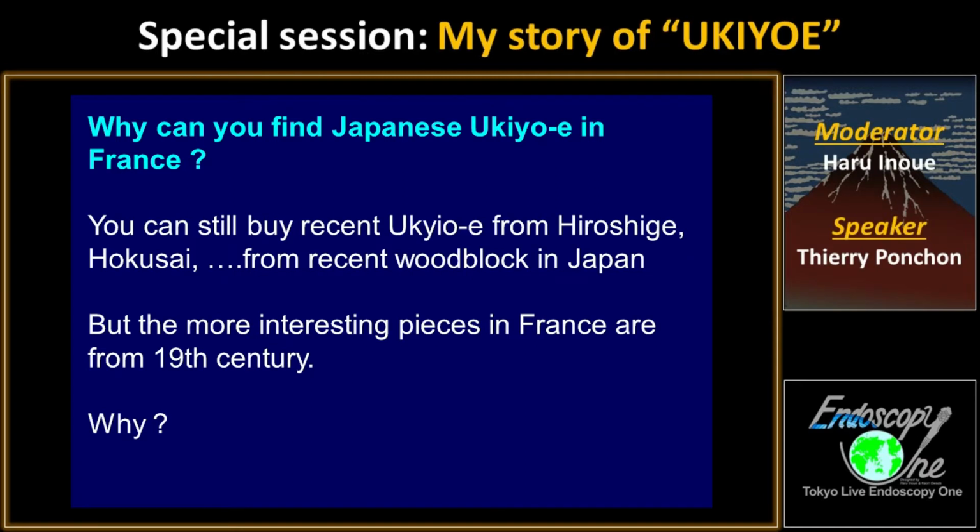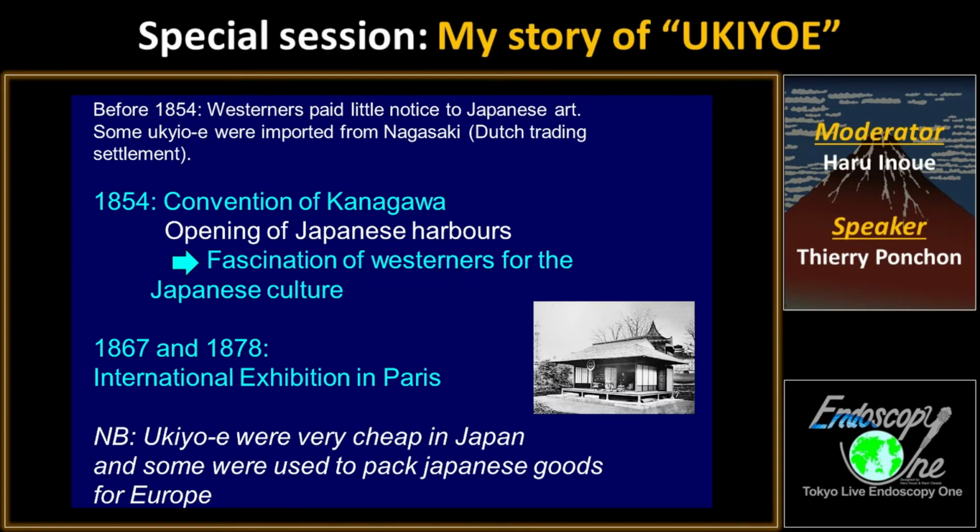The more interesting pieces in France are from the 19th century. They are quite expensive in comparison to the modern ukiyo-e. And why? Because before 1854, the famous Convention of Kanagawa, Westerners paid little notice to Japanese art, and some ukiyo-e were imported from Nagasaki, which was the harbor. This was the only harbor open for foreigners, and it was a Dutch trading station, as you know.